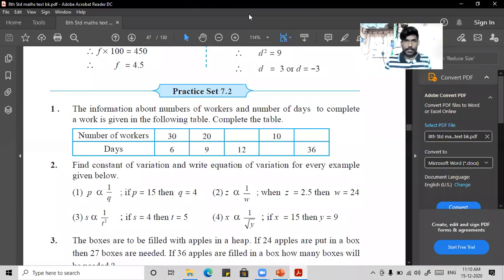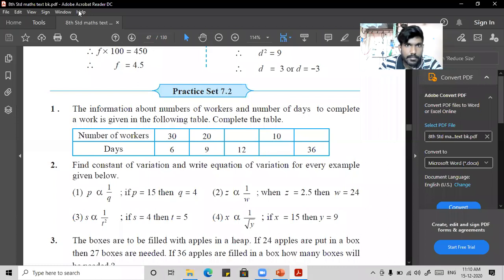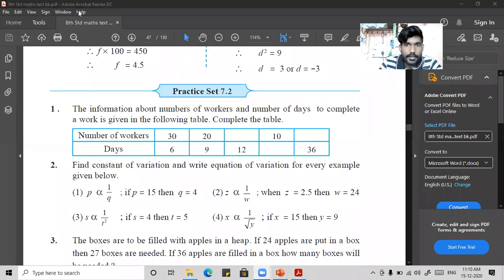So the information about number of workers and number of days to complete a work is given in the following table here. And we have to complete the table. Okay, so I'll just solve it on this itself. In the first case here, number of workers is 30, and for 30 workers, it takes 6 days. Number of workers here is 20. For 20 workers, it takes 9 days. So they have asked for how many workers will it take 12 days and so on. So we have to complete this table here.